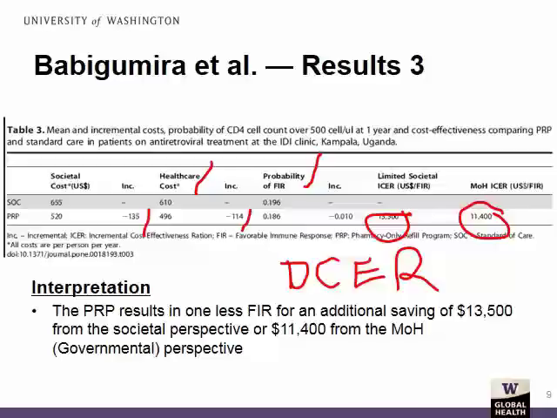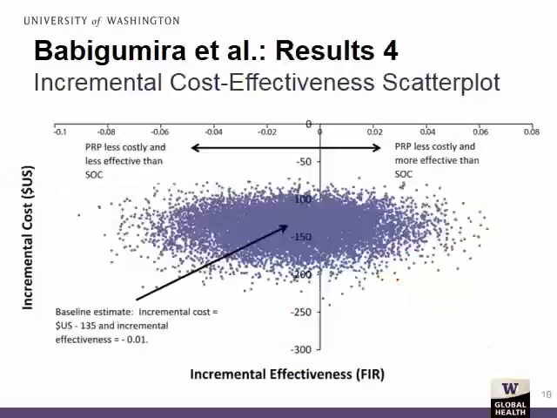So the conclusion in this study was that the PRP was cost effective relative to the standard of care because it led to a marginal reduction in favorable immune response at a savings of over $10,000, which we interpreted at the time in the setting of Uganda to be cost effective. So technically in this paper we should have written DICER, although we wrote ICER. But given that the outcome was a clinical measure of favorable immune response, this is a cost effectiveness analysis.